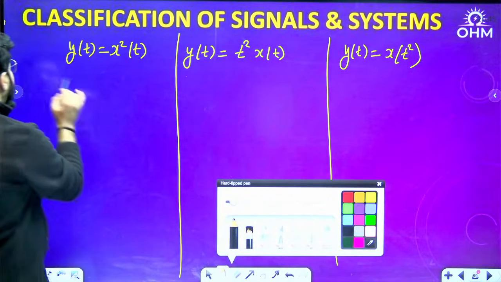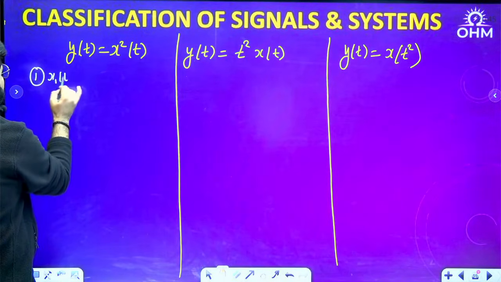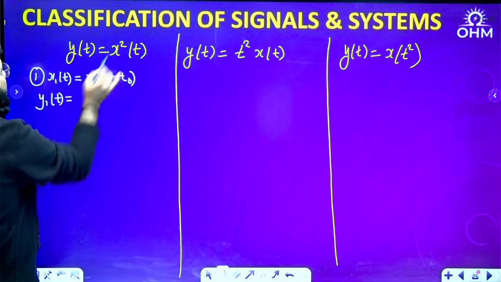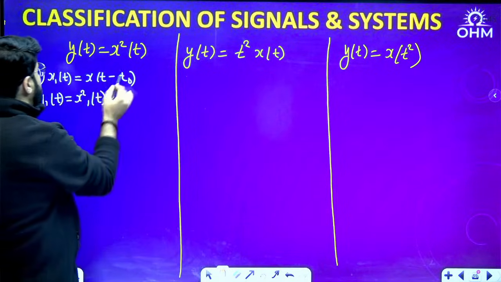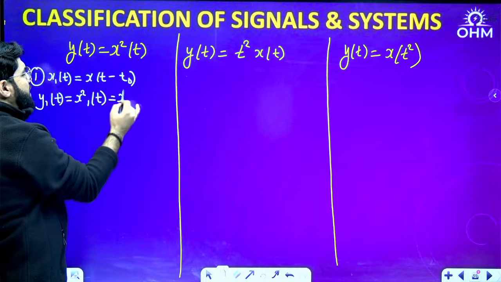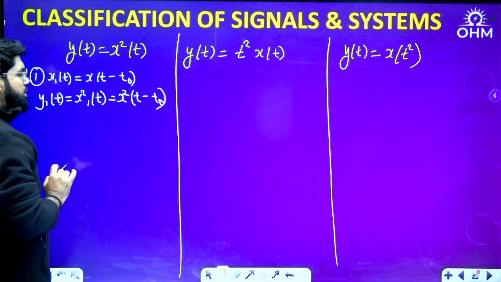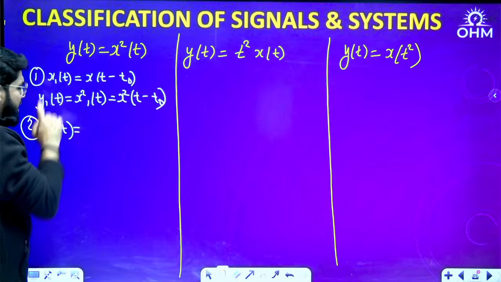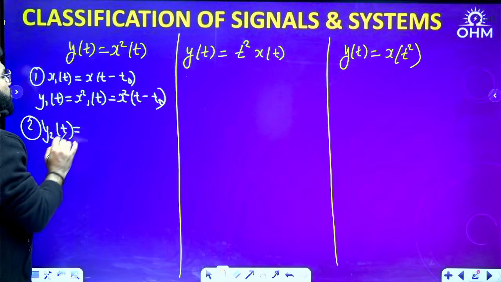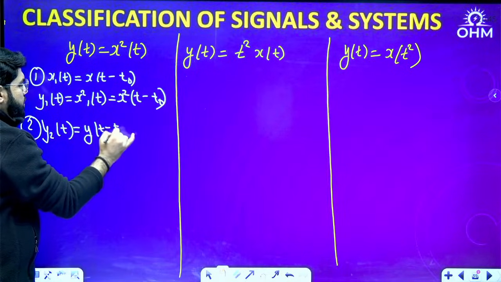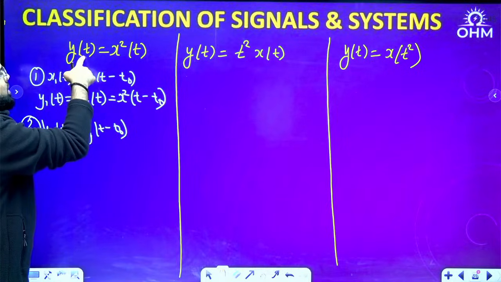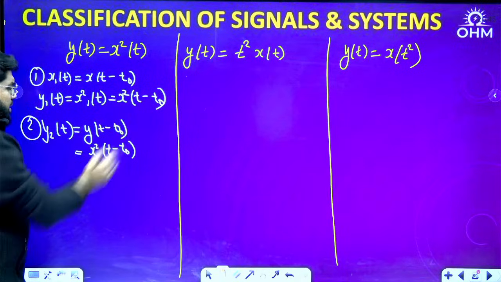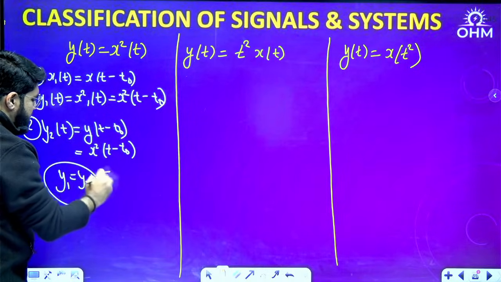In the first case, step number 1, I will take the delayed input. What is the meaning of delayed input? Take the input as x of t minus t naught. Calculate output y1(t). What is the output? Square of the input, square of x1. So the square of x1 becomes x square of (t minus t naught). Correct, na? Then step number 2, calculate the output y2(t). The output y2(t) is y of t minus t naught. If you change this t on the right side, you change the t as t minus t naught. So x square of (t minus t naught). Both are same, y1 equal to y2, so the system is time invariant.